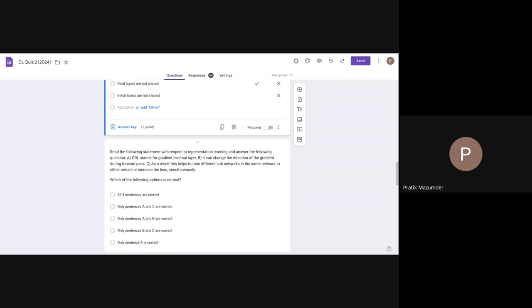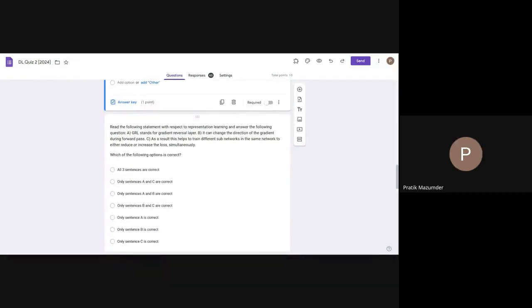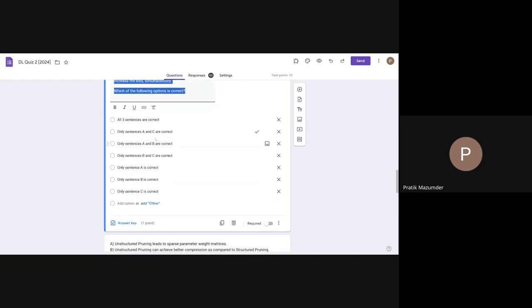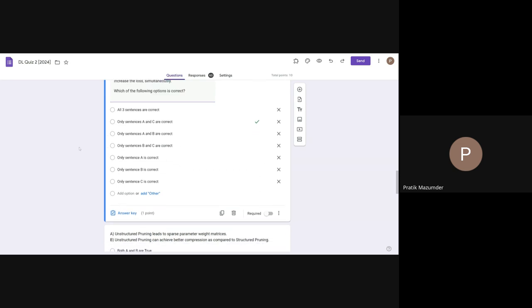Now the next question that comes up. You would have come across the gradient reversal layer in your domain adaptation, and its objective was to reverse the direction of the gradient, but this reversal would happen during the backward pass. During the forward pass, the GRL would behave just like an identity function. If you remember, we had discussed this. So among A, B, C, only A and C would be correct. Other options will not be correct in this particular set.